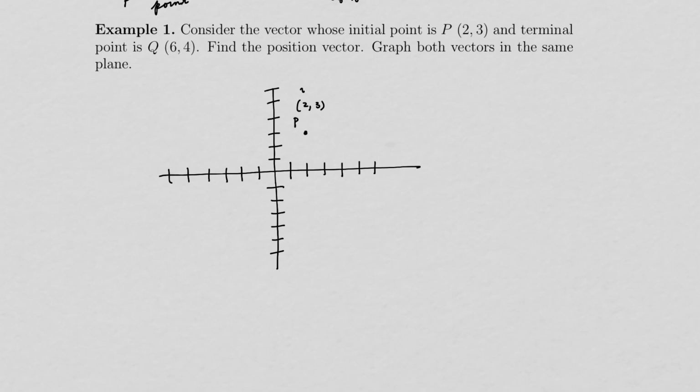You can think of this, if you want, as (x1, y1). And then the final point is at (6, 4). So let's say 6, and then up 4. It'd be like right here. So this is Q, which has the coordinates (6, 4). I'll think of it as (x2, y2). So the vector is going to be going from P to Q, from the initial point to the terminal point. So it'll look something like this.